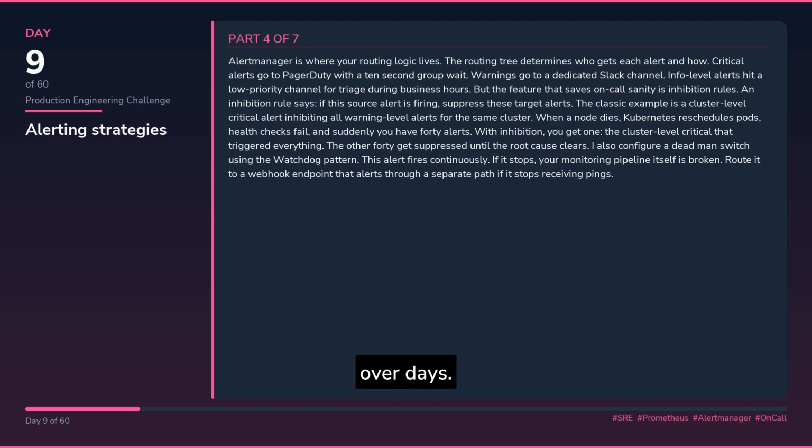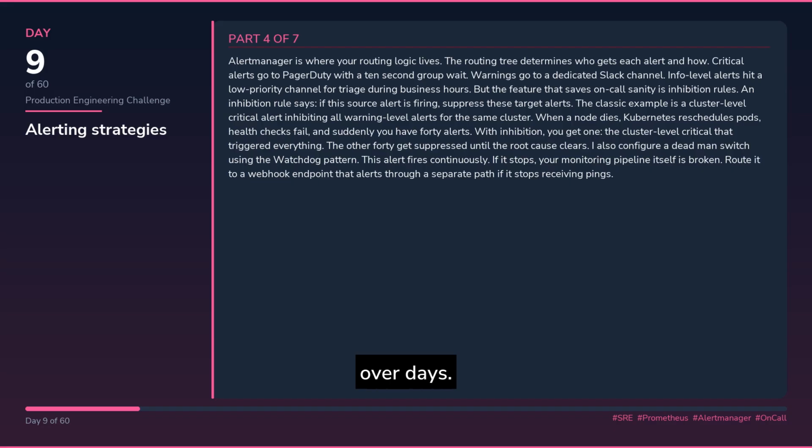But the feature that saves on-call sanity is inhibition rules. An inhibition rule says, if this source alert is firing, suppress these target alerts. The classic example is a cluster-level critical alert inhibiting all warning-level alerts for the same cluster. When a node dies, Kubernetes reschedules pods, health checks fail, and suddenly you have 40 alerts. With inhibition, you get one, the cluster-level critical that triggered everything. The other 40 get suppressed until the root cause clears.